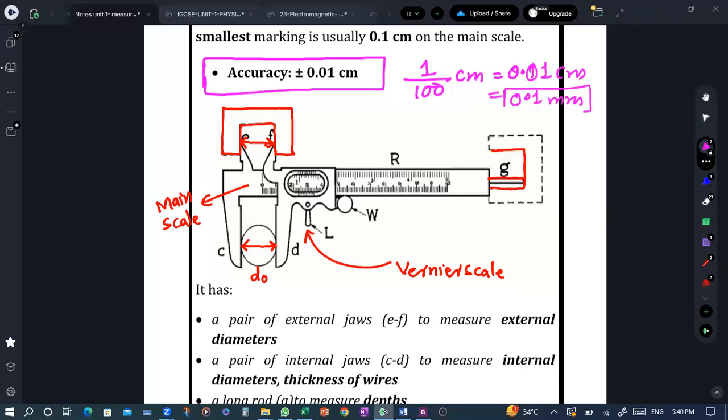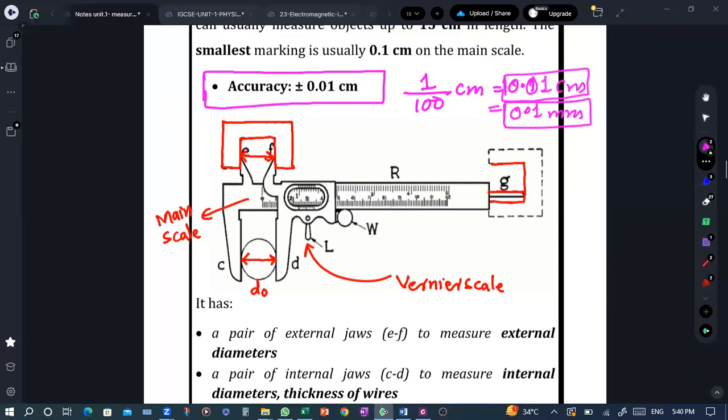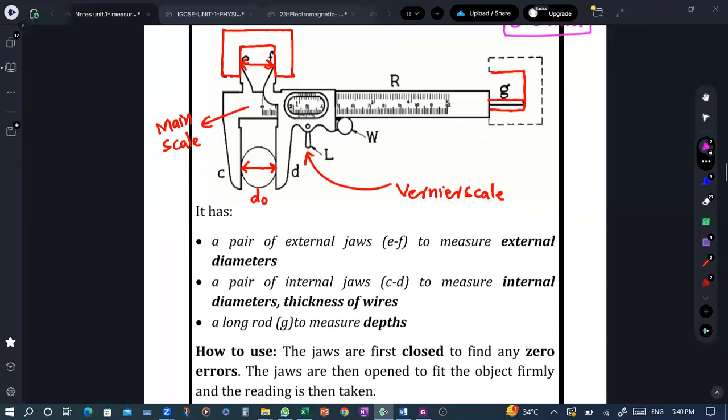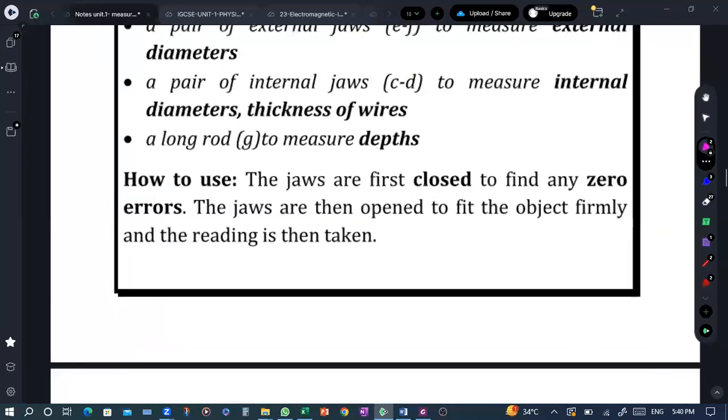Is it clear to you? Remember that most of the time we know its accuracy level is 0.01 centimeter. What was the accuracy level of your meter rod? 0.1 centimeter. It is 0.01 centimeter, right? Is this clear to all? Yes, sir. Okay, it was just an introduction to this instrument.